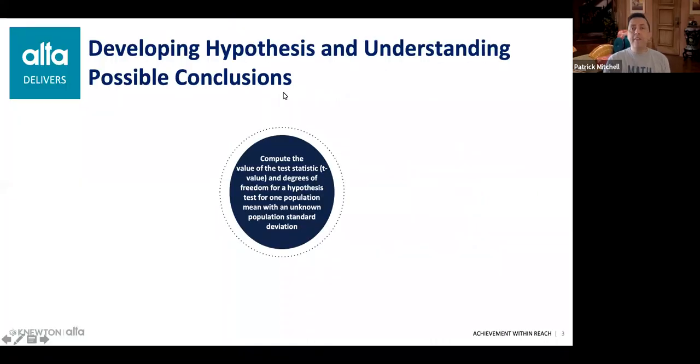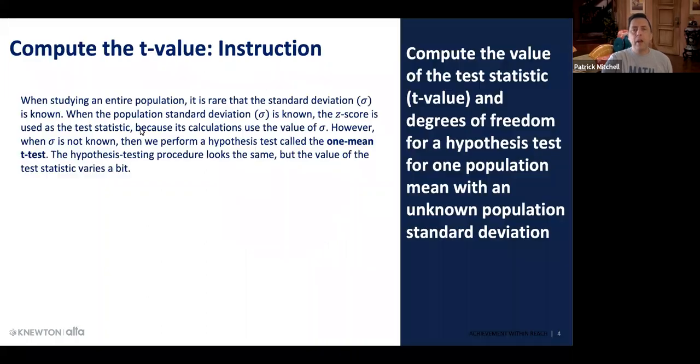And that objective is to compute the value of the test statistic, the t-value, and degrees of freedom for a hypothesis test with one population mean with an unknown population standard deviation. So in the previous sections, we've talked about the case where the population standard deviation is known. And in that case, we use the z-score for the test statistic. So now we're dealing with the more realistic case where the population standard deviation is unknown.